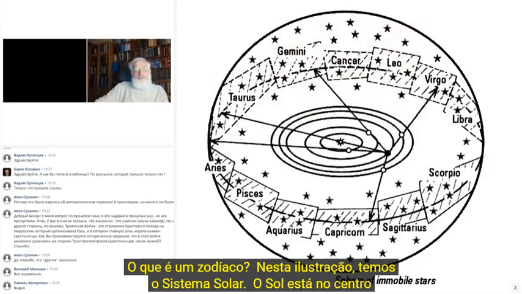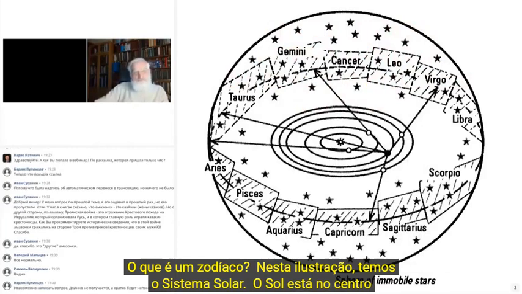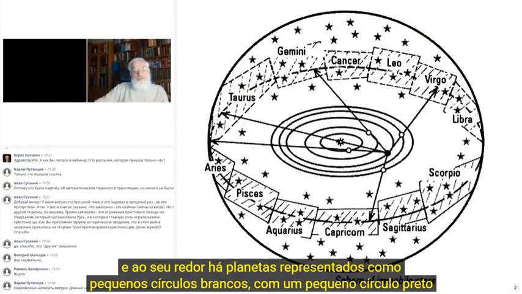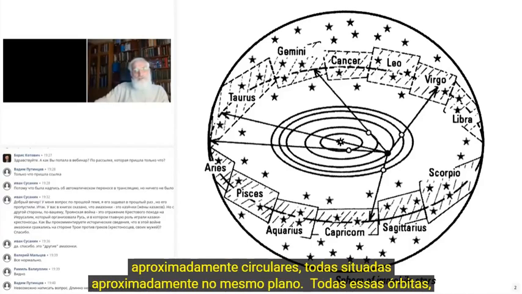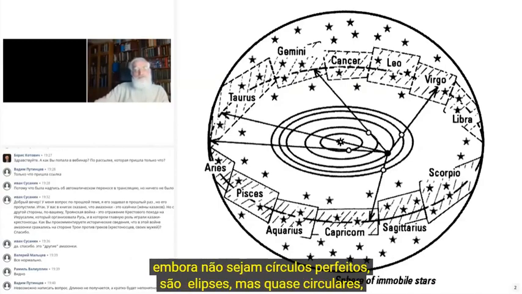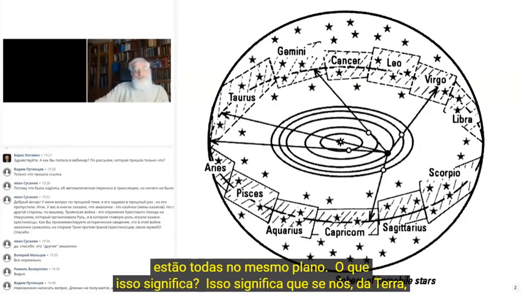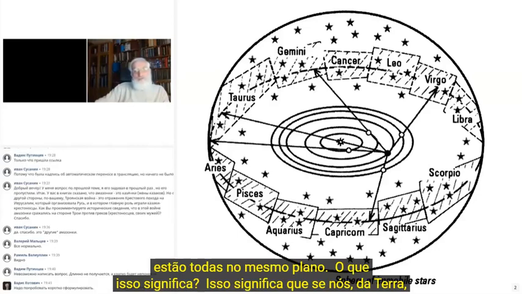In this illustration, we have the solar system. The sun is at the center, and around it, there are planets represented as little white circles, with a small black circle representing Earth. The planets and Earth also revolve around the sun in elliptical, approximately circular orbits, which all lie approximately in the same plane. All these orbits, although they are not perfect circles, they are ellipses, but close to being circular, they all lie in the same plane. What does this imply?